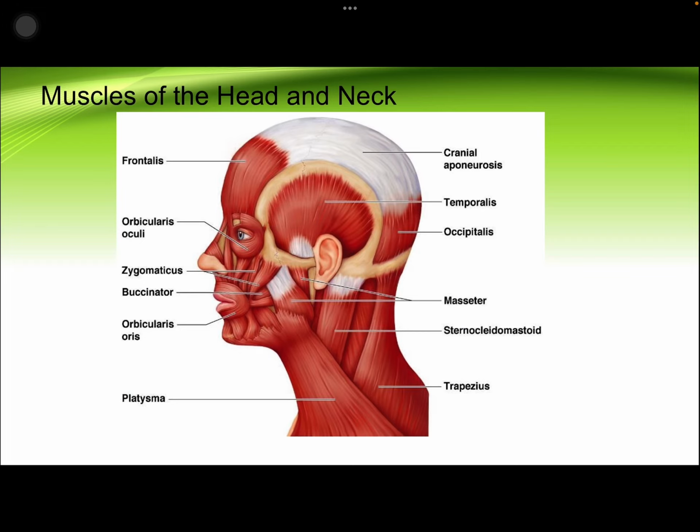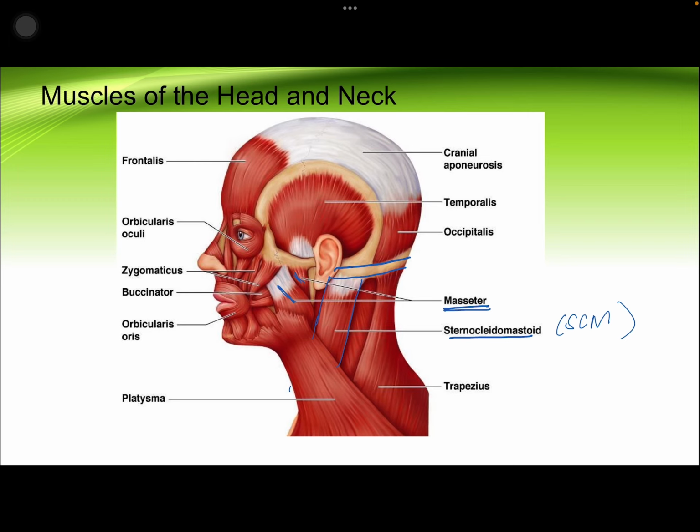Here, the muscles of the head and the neck. The frontalis muscle covers or is attached to your frontal bone. The temporalis, of course, is found in the temples. The occipitalis is found at the back. We have here the muscles of mastication. We have your masseter, which has 2 heads. Then we have the sternocleidomastoid, or your SCM, which is found on the neck. It is attached to this part of the cranium.